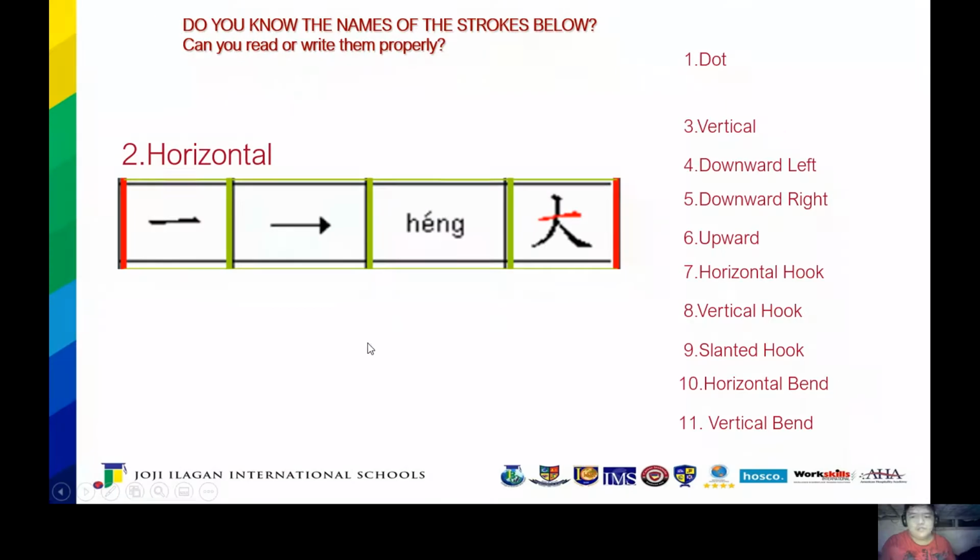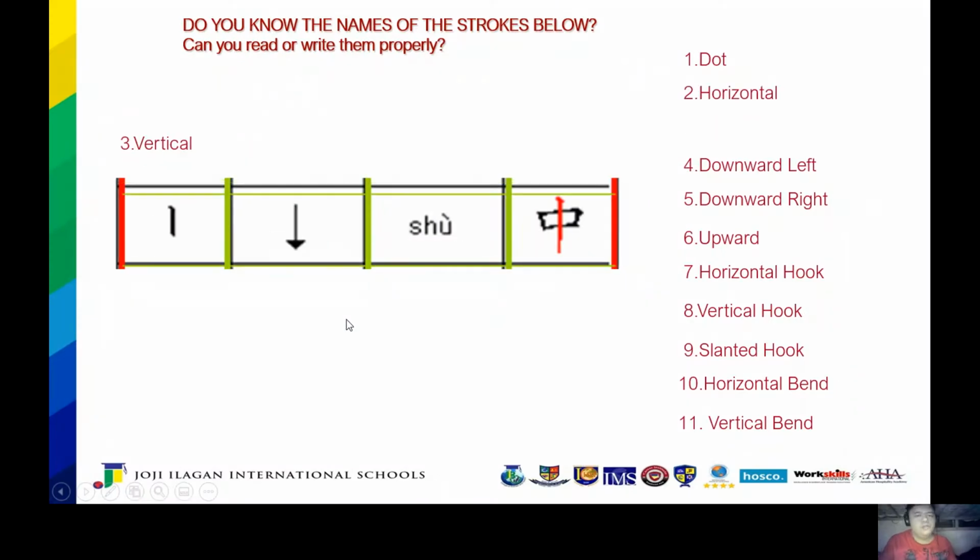Heng or a horizontal stroke. Okay, so ayan. I hope you're following. Mas mainam na may ballpen kayo or pen or paper or parang drawing app like ZenBrush app, to help you write those Chinese characters, okay? Or strokes, no? Strokes pa lang tayo. Let's move on to the next stroke here.